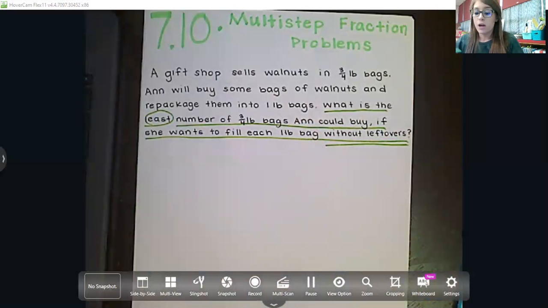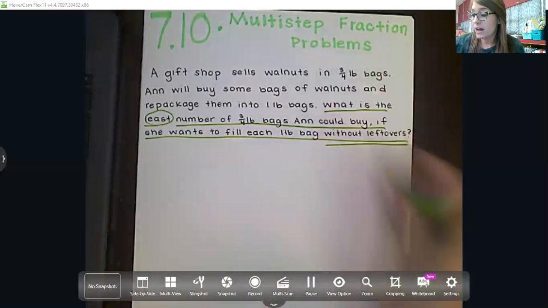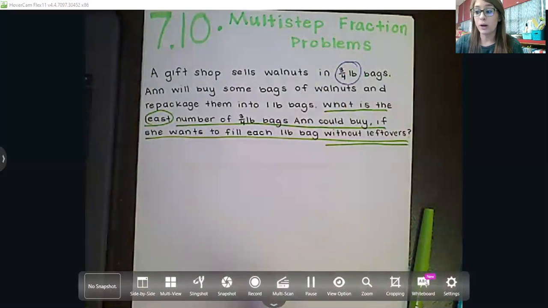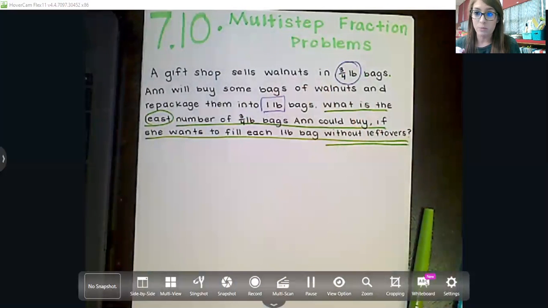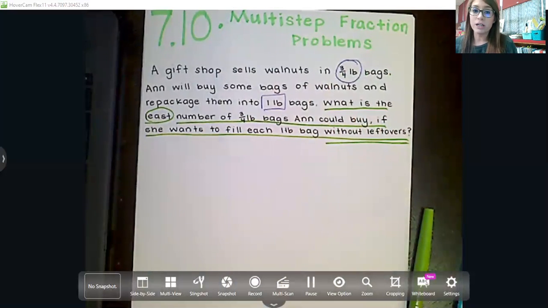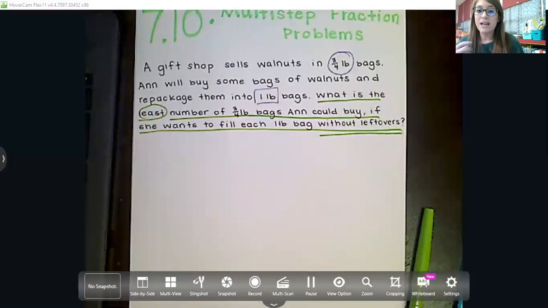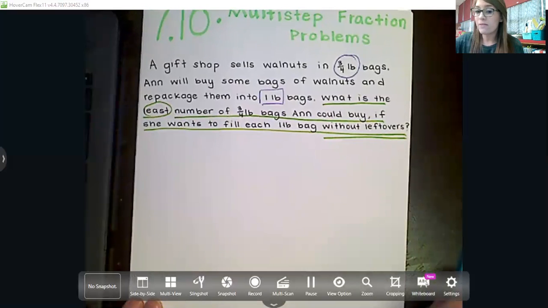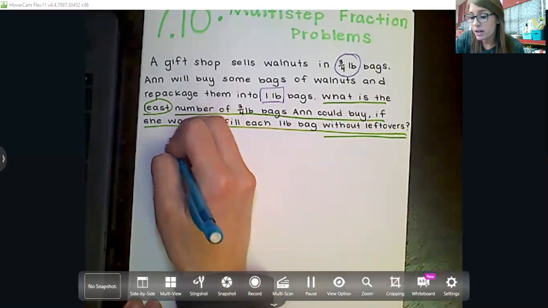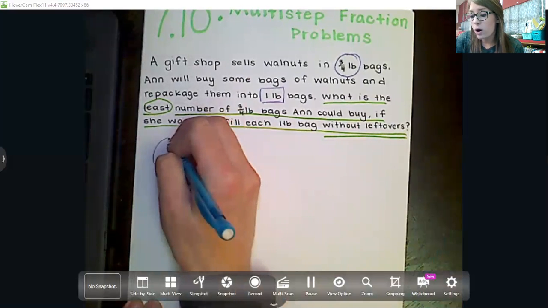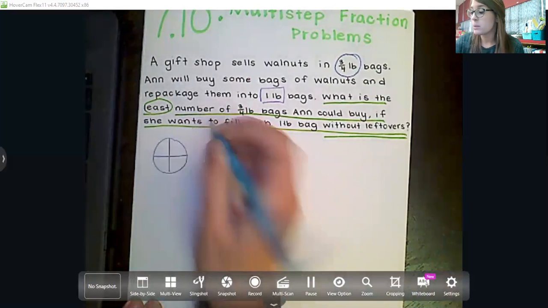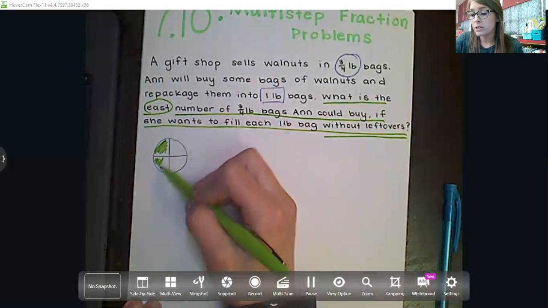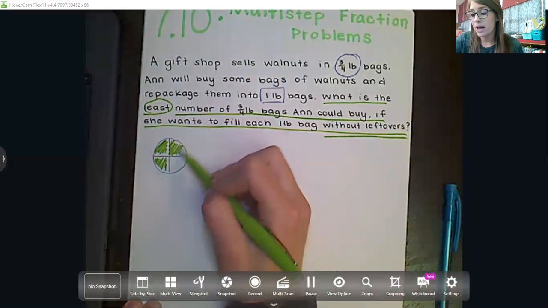So we know that she buys them in increments of 3/4, but she's going to repackage them into 1 pound bags. So what we're going to do is draw some fraction circles to help us visualize this problem. Here is the bag of walnuts that Anne is buying to start with, 3/4 of a pound. So here is one bag that she has bought.